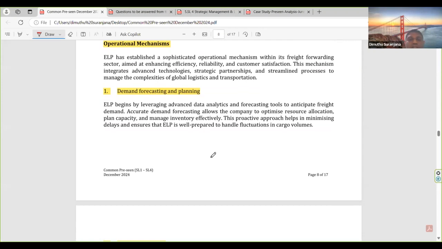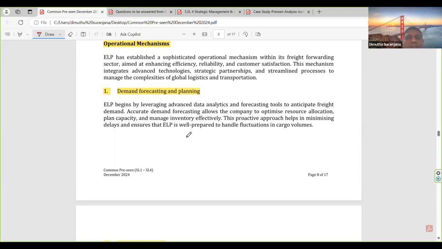First one is demand forecasting and planning. And this is more connected with operation management. ELP begins by leveraging advanced data analytics and forecasting tools to anticipate freight demand. Accurate demand forecasting allows the company to optimize resource allocation, plan capacity, and manage inventory effectively. This proactive approach helps minimize delays and ensures that ELP is well prepared to handle fluctuations in cargo volumes.